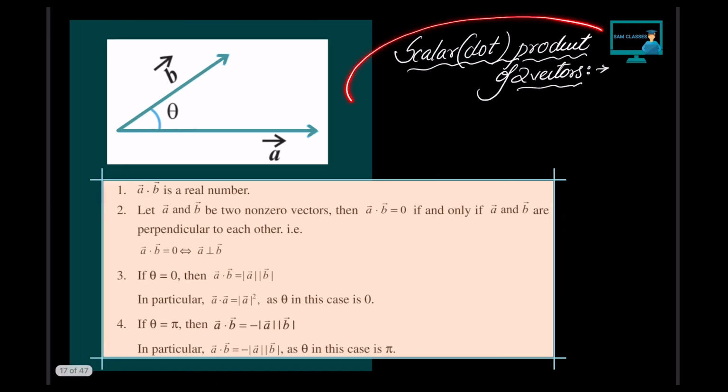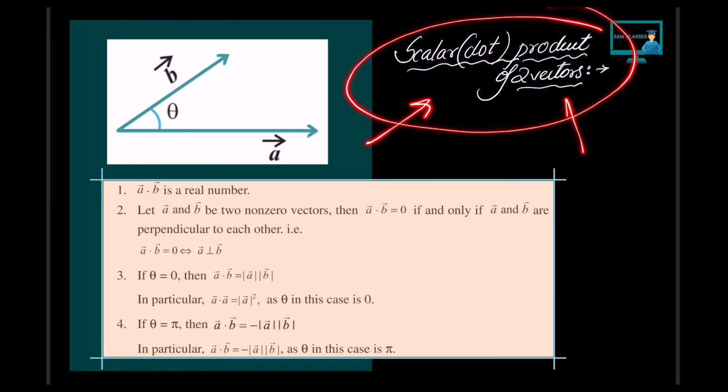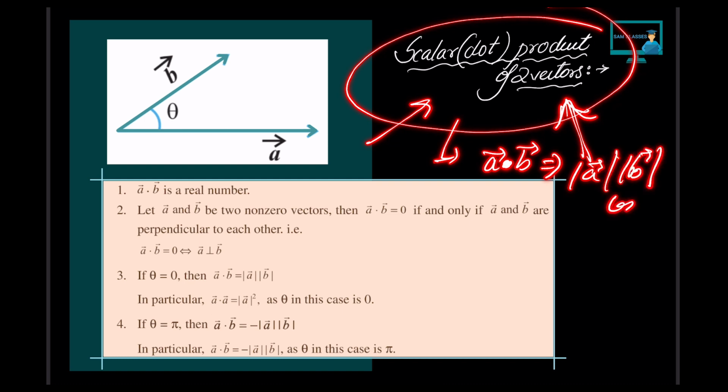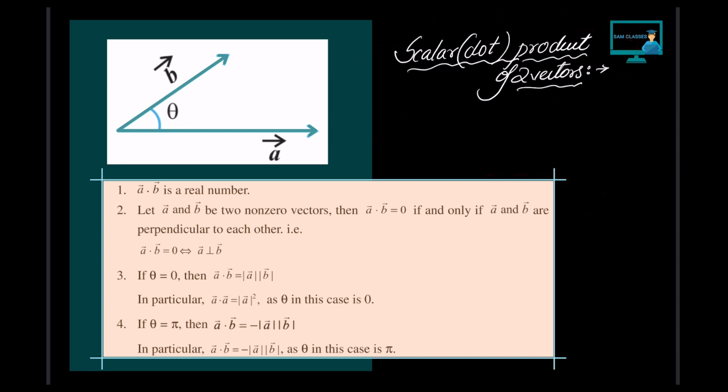Now let's see the most important part, these two parts, the scalar and the dot product. The scalar product we already know, by the word only we can understand. We're doing the scalar product of two vectors. So a vector dot b vector is nothing but mod of a into mod of b into cos theta. Very simple.